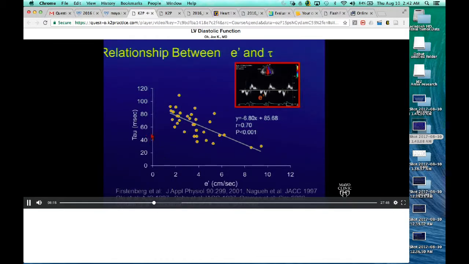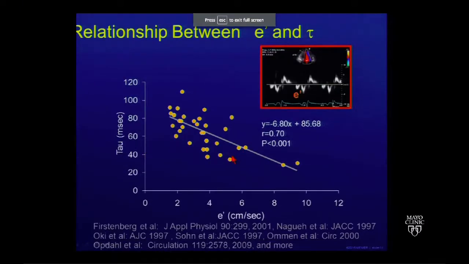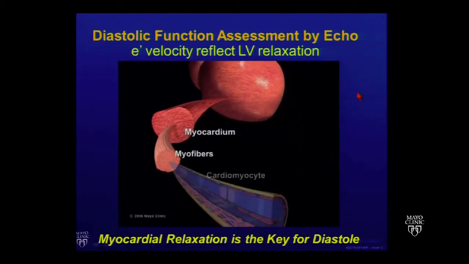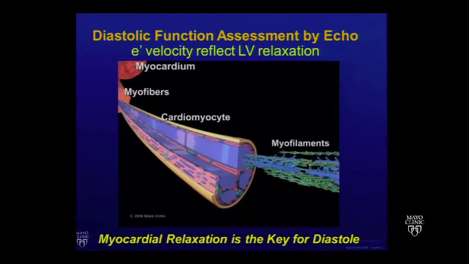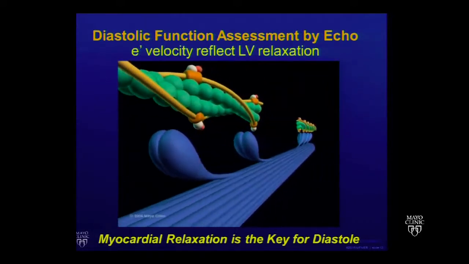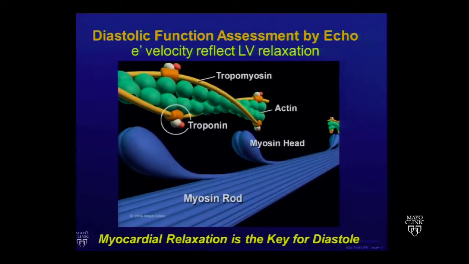About 40, 45 would be normal. Any higher than that would be abnormal. E prime velocity would be lower than 6, 7 centimeters per second. This animation can show you that we can tell relaxation by echocardiography. It is just showing the contraction and relaxation of the filaments of the myocytes.